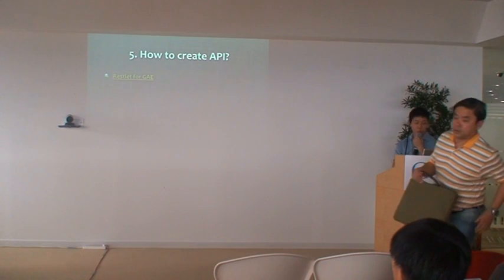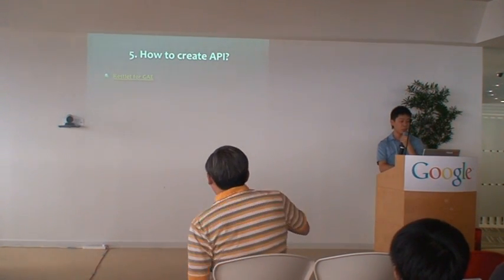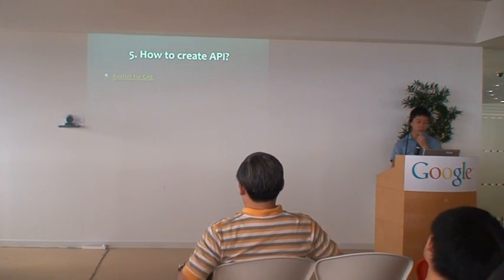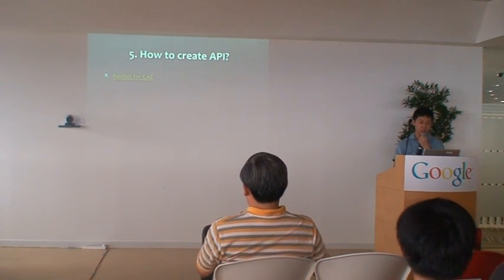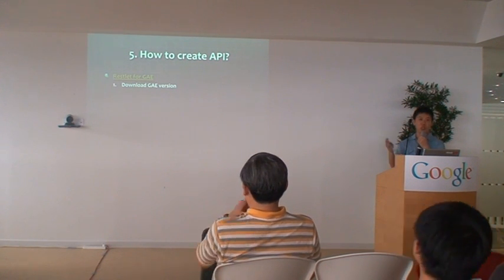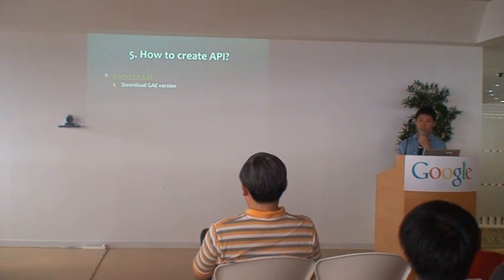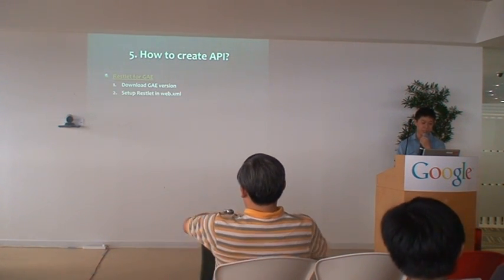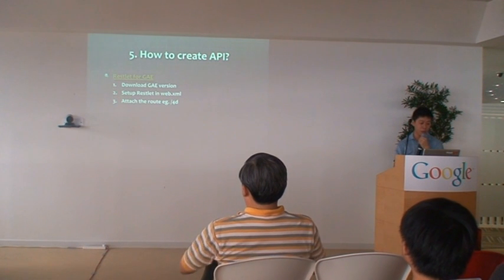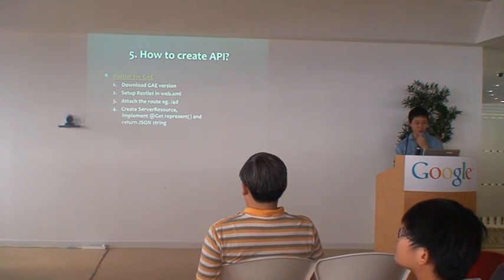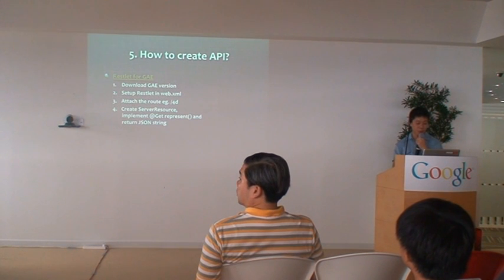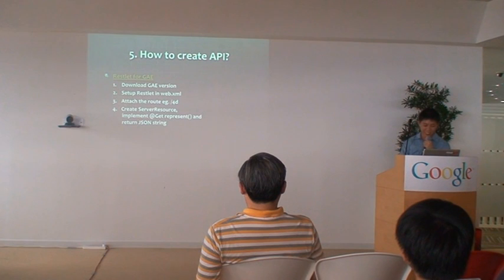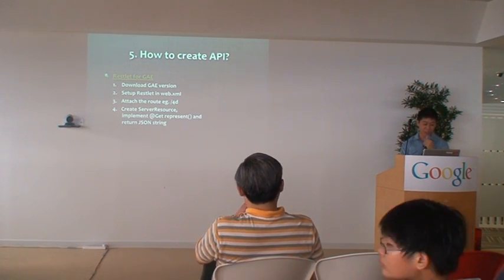I'm using this framework called RESTlet. It's actually building on the popular REST architecture. And the important thing is that RESTlet is compatible with Google App Engine. So how do I use it? There are some steps. I download the GAE version, set up the RESTlet in web.xml, attach the route, create a server resource, implement this, and return that. Okay, this looks very complicated. Let's just go to the code of how this is being done.